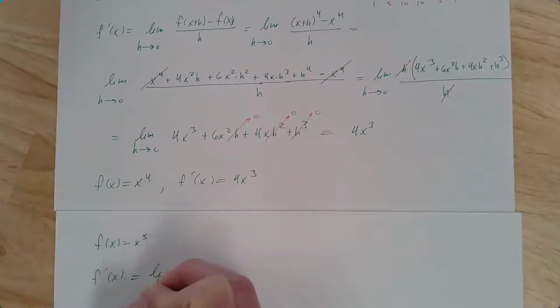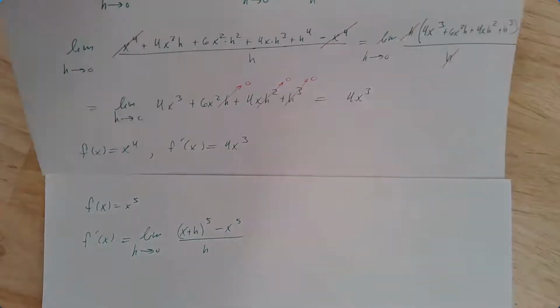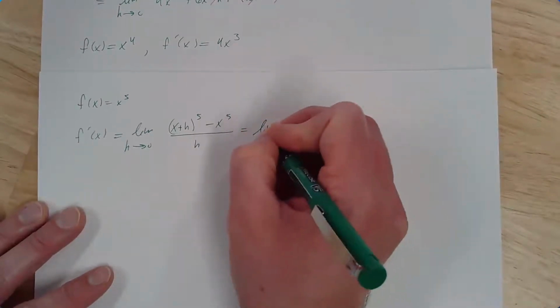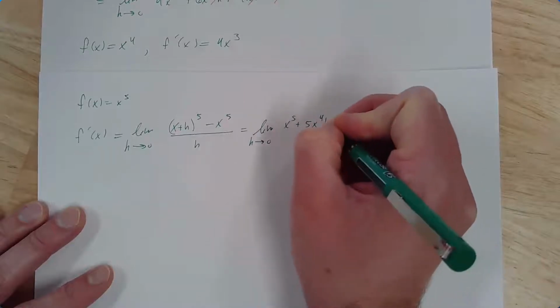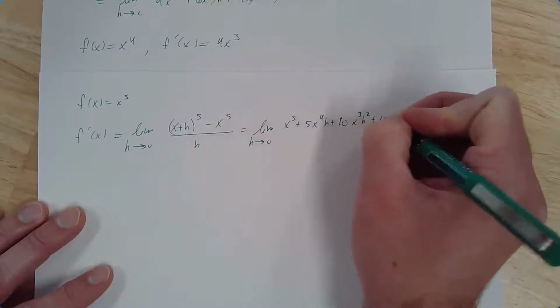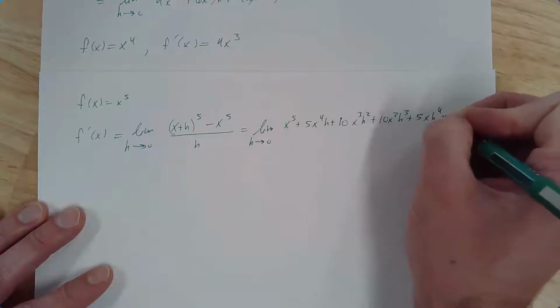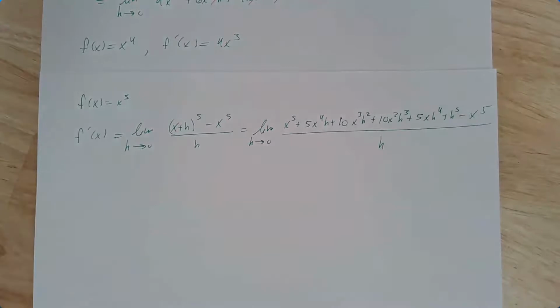be the limit as h goes to 0 of x plus h to the 5th minus x to the 5th, all over h. And we can see that what's going to happen is the same sort of thing. We're going to multiply at the top. It's going to be gross. We're going to get x to the 5th plus 5x to the 4th h plus 10x cubed h squared plus 10x squared h cubed plus 5x h to the 4th plus h to the 5th, minus x to the 5th, all over h.